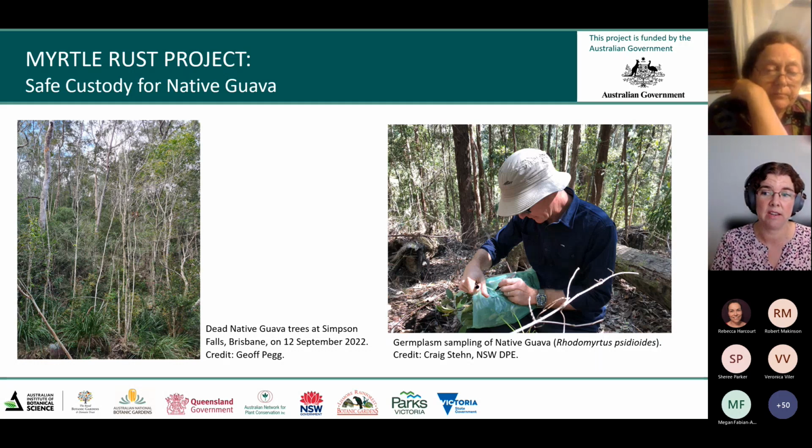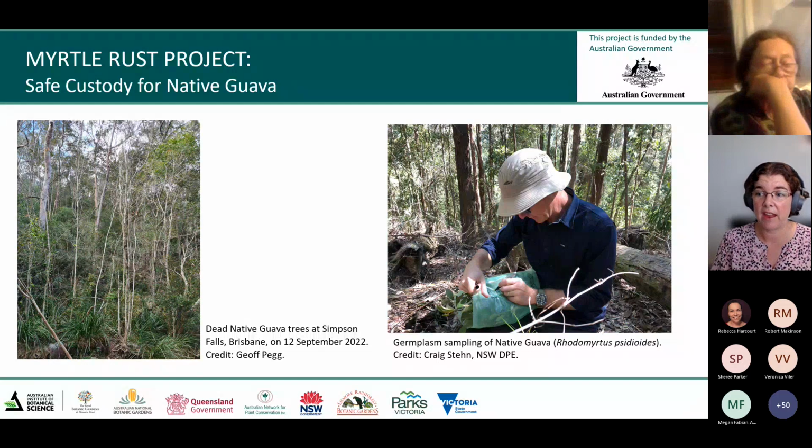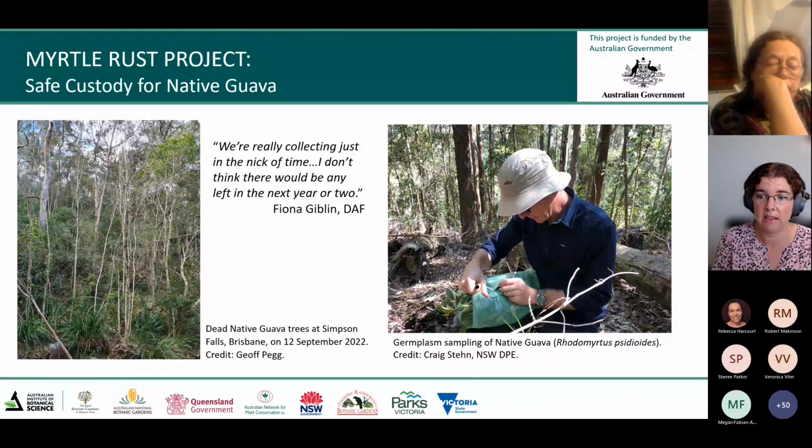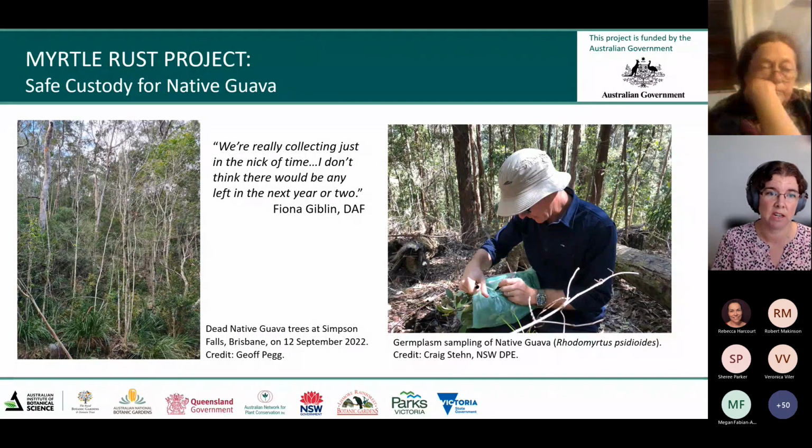This species, native guava, is not often setting seed in the wild anymore, so we rely on collections of cuttings or suckers. Without this material, there are no future options for species preservation or recovery because there may be no plants left in the wild. So for species in rapid decline like this native guava, the next 5 to 10 years really is critical.